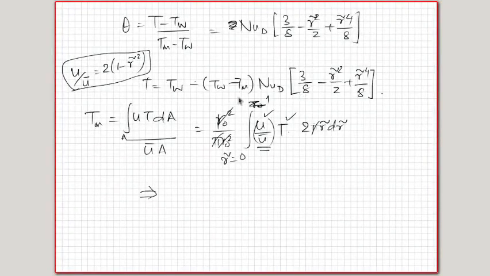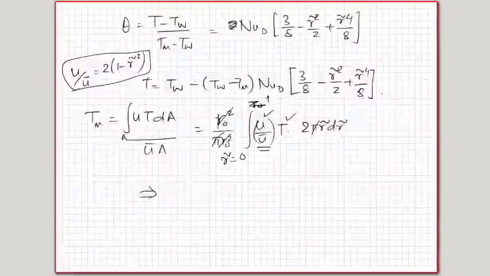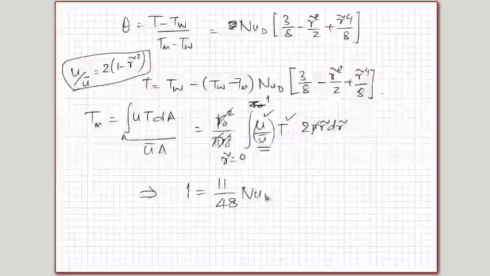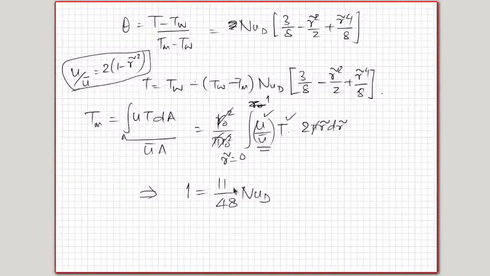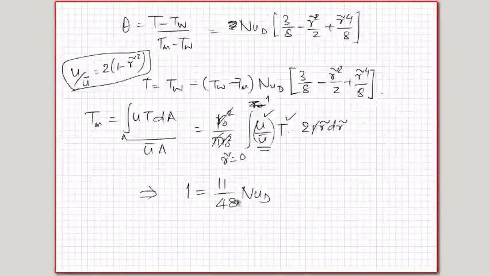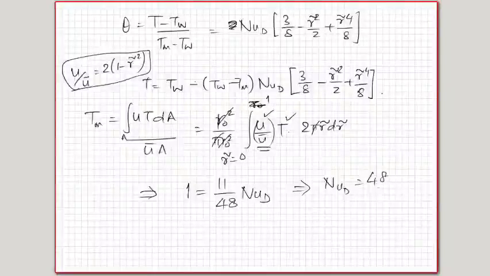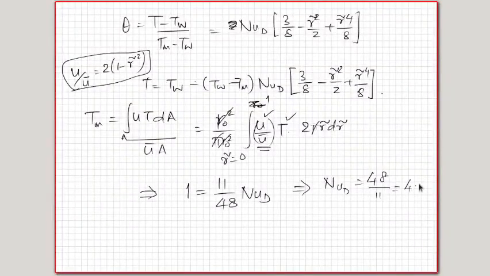I can integrate and get it in terms of T mean minus T wall, and typically it will lead me to 1 is equal to 11 by 48 into NUD. So this NUD that is here will stay here. The rest of it will get integrated to this. So the T wall minus Tm cancel out to get 1 here, and the rest of it will become 11 by 48, which will basically tell me that NUD is equal to 48 by 11, which is 4.363. This is the number that I get.